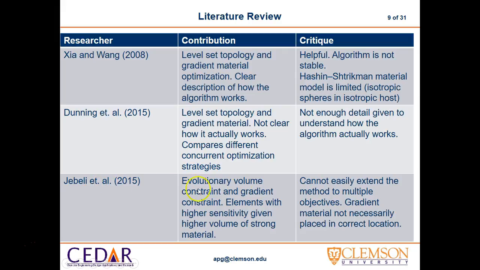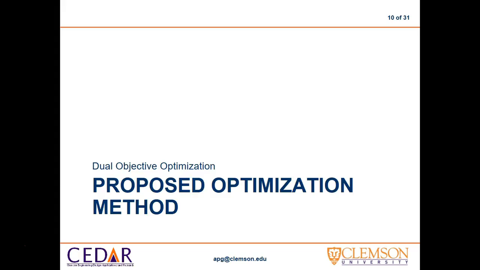And in Jabali et al., they give a really interesting and unique evolutionary approach, but it doesn't really extend to multiple materials. And also, they admit in the paper, and you can also show, that it's not necessarily the optimal placement of the two materials. But they try to reduce the number of design variables by basically combining topology and the gradient material.